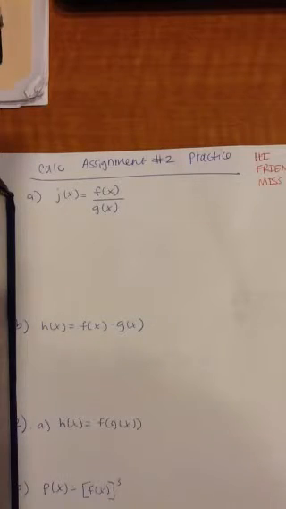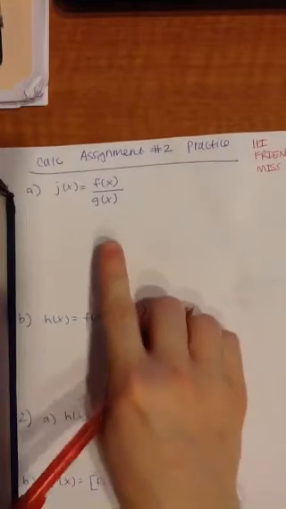Hey guys, welcome back. Assignment 2 is going to be just derivative stuff, so basically stuff you could have done by middle of September. We will be practicing quotient rule, product rule, and chain rule. So let's start with quotient rule.